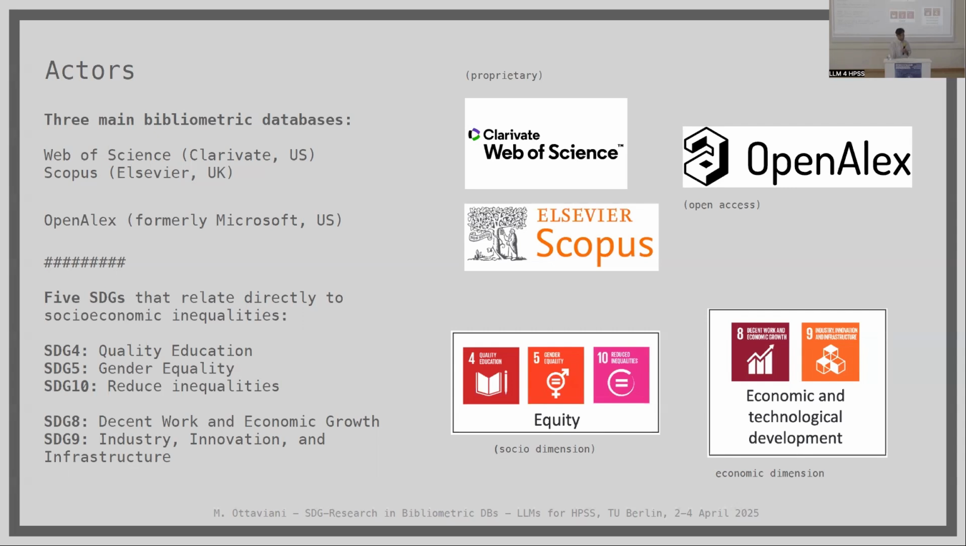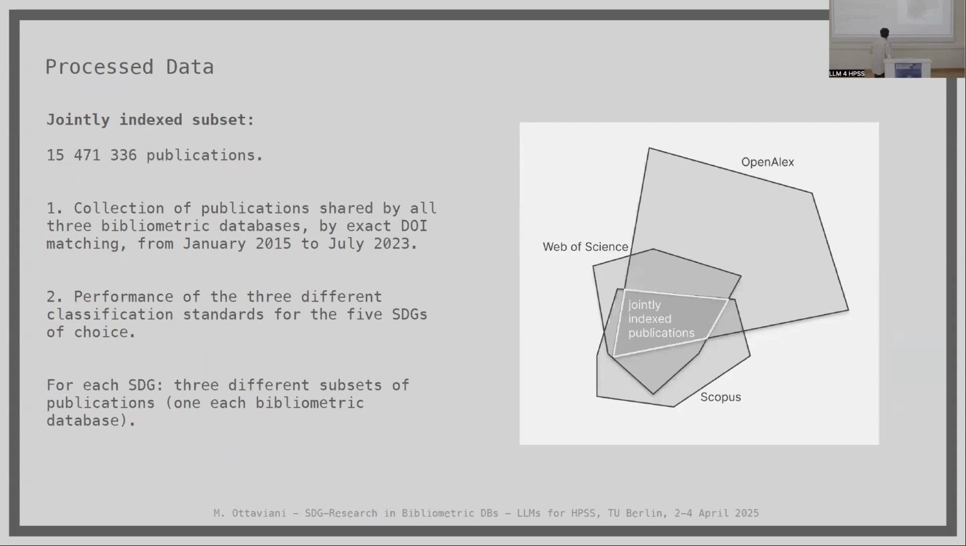And then we consider 5 SDGs. The choice comes from trying to model socioeconomic inequalities, and so we chose 4 about education, gender equality, and reducing inequalities, these being about equity, and the other one is the economic dimension. So we consider a shared corpora of all the publications, and we performed their classification directly, not on all their database, but on the shared corpora, in order to have a benchmark.